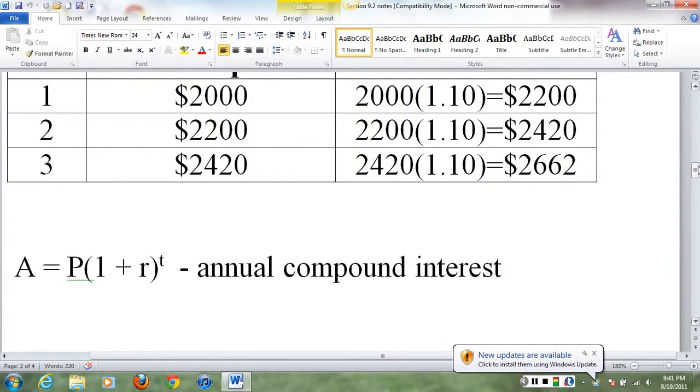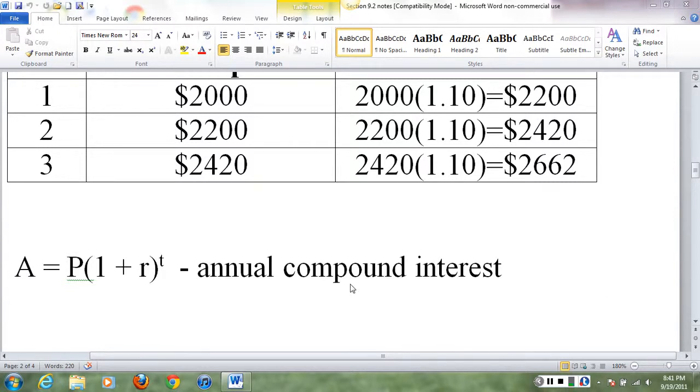And our annual compound interest formula comes in as this: A equals P times (1 plus R) to the T power. Where again, R is our rate and T is our time. And notice that's annual compound interest.